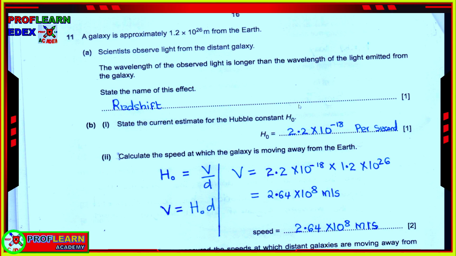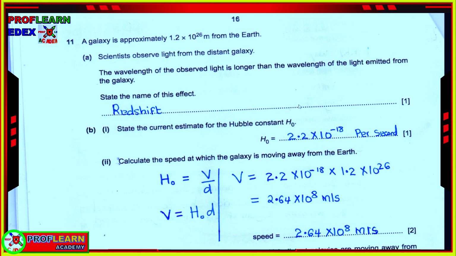A galaxy is approximately 1.2 times 10 to the power 26 meters from the Earth. A scientist observes light from the distant galaxy. The wavelength of the observed light is longer than the wavelength of the light emitted from the galaxy. What is the name of this effect? This is redshift. When the wavelength becomes longer, it means it has shifted toward the red part of the spectrum.